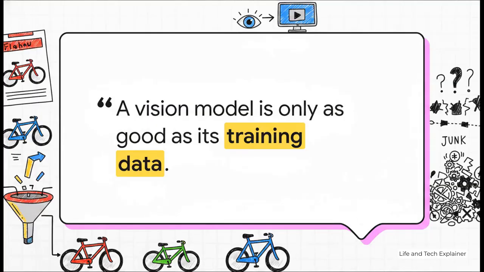But here is the catch, summed up perfectly. A vision model is only as good as its training data. If you only show that toddler flashcards of red bicycles, they might not recognize a blue one. If you feed a machine vision system flawed, biased, or incomplete datasets, you are absolutely going to get an inaccurate and unreliable system. In the world of AI, junk in equals junk out.